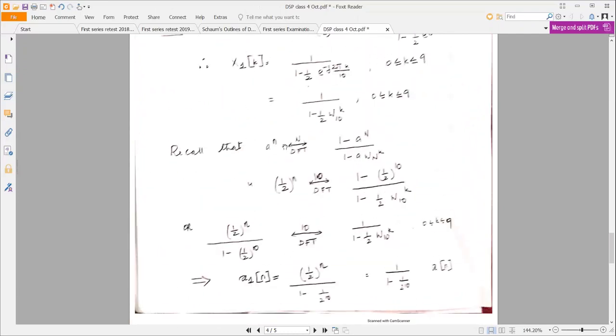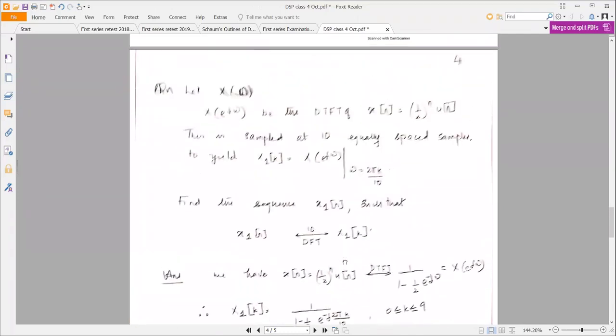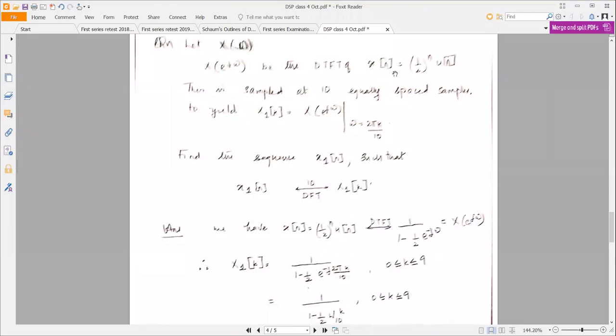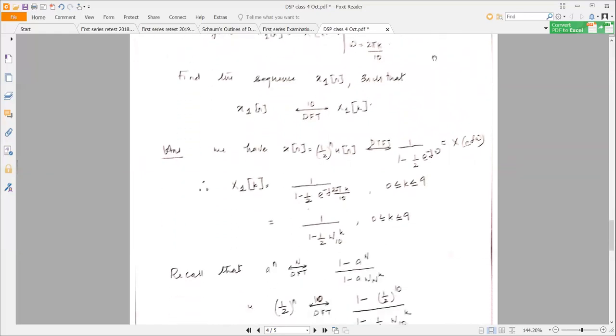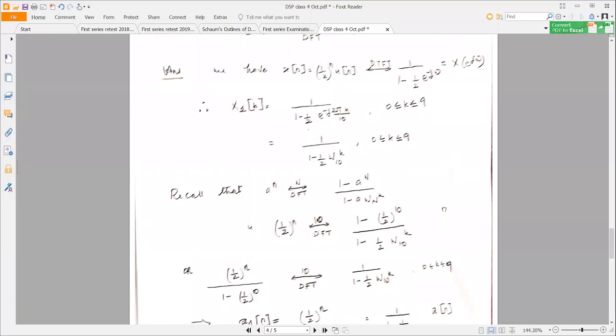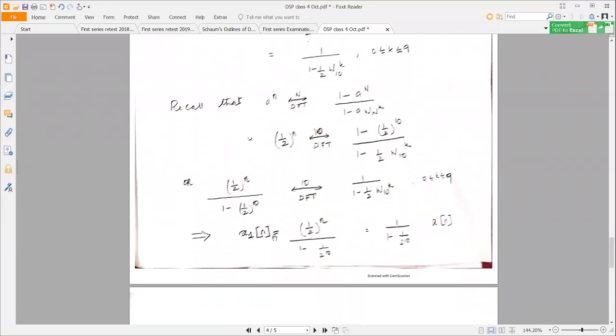See what we have done: we had an infinite duration, exponentially decreasing sequence, whose DTFT was computed, and the DTFT was sampled, and you had taken the IDFT of the sampled DTFT sequence. In this case, you have seen that this x1 of n is a very good approximation to the original sequence x of n. So that's a very important result.